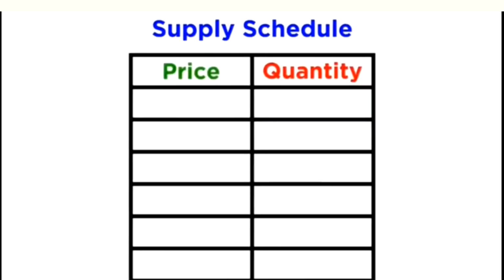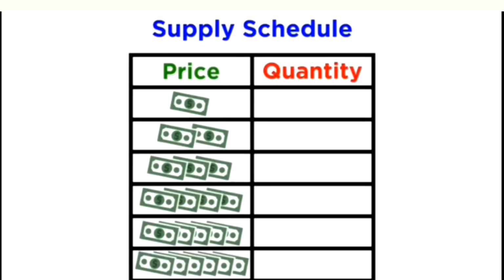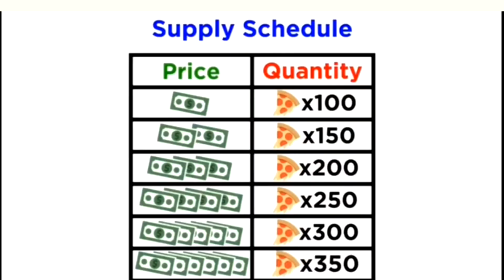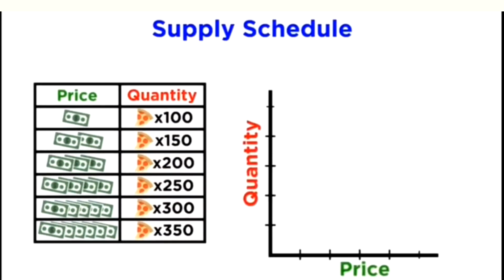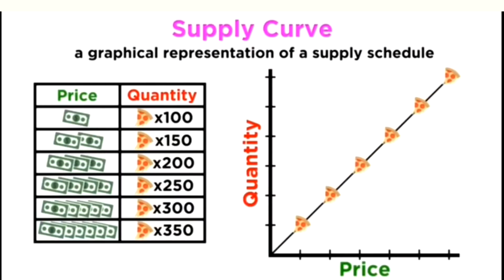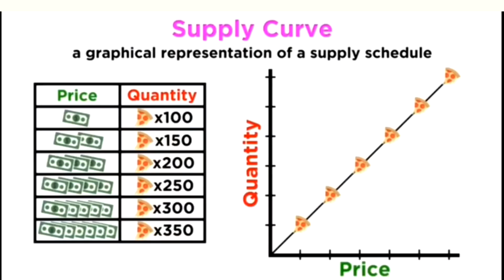For example, let's list the price of the pizza in the first column, again from $1 to $6. Then in the second column, let's list the slices that will be supplied per day, starting with 100 and going up by 50 for each dollar increase in price. Again, we could plot these numbers on a graph, and the result would be an upward sloping supply graph, commonly called a supply curve. This is a graphical representation of a supply schedule.